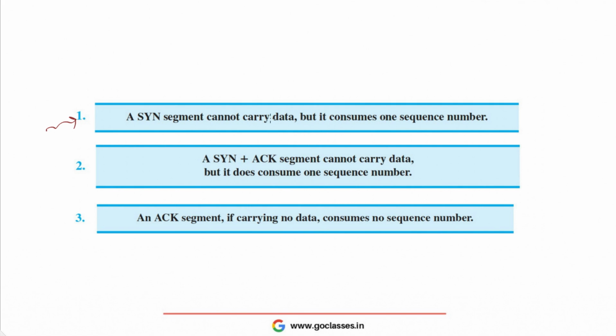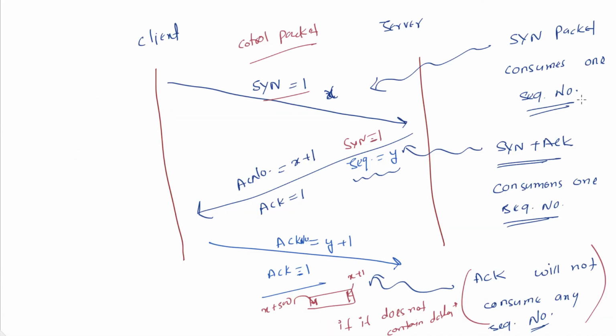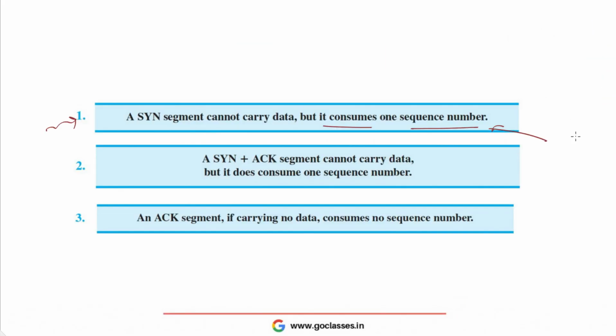Because it has to be acknowledged, right? But it consumes one sequence number. Why? Because it has to be acknowledged. I have already written this here. See, it consumes one sequence number because it has to be acknowledged. So let me write it there itself: because it has to be ACKed, which means acknowledged. That's why it consumes one sequence number.